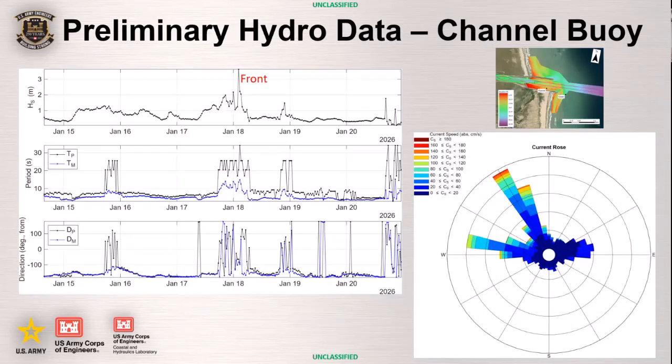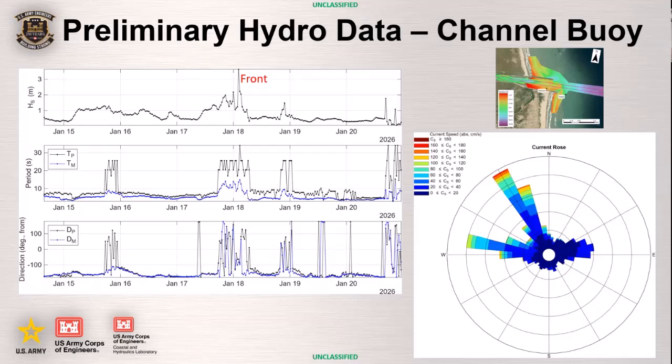So this is some really preliminary data from the channel buoy, which I've added a little map. I don't know if you can see it, it's kind of small. But on this left-hand side, we have some bulk wave parameters from the channel buoy, significant wave height, and then I've marked in red text, we had a front move through the system. And so we're getting pretty large significant wave heights even in the channel, which is interesting.